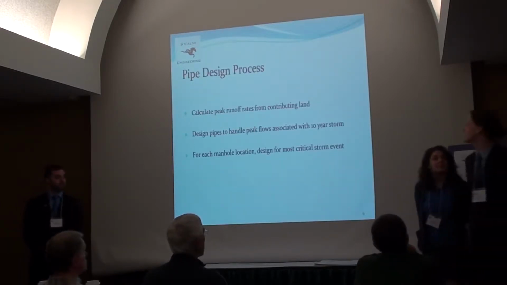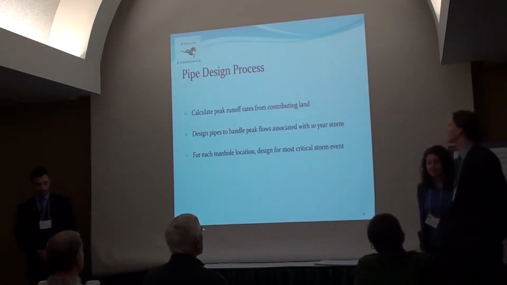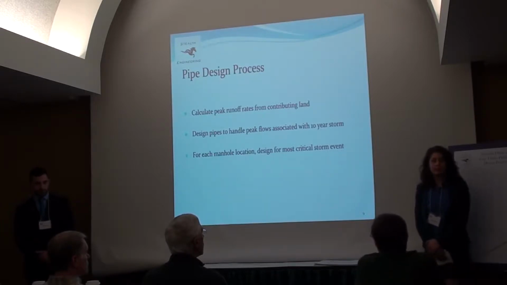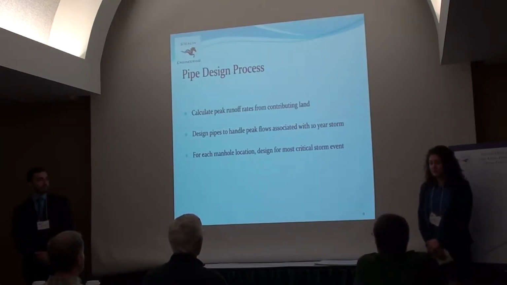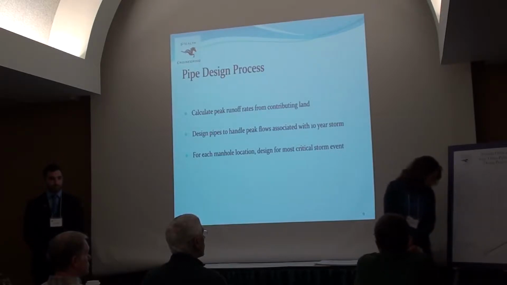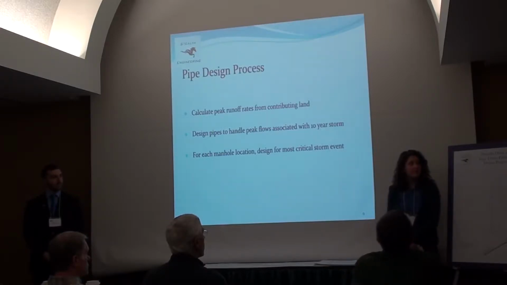To begin the pipe design process, we had to calculate peak runoff rates from the contributing land. That was done by first finding out what the contributing land was, through a process of watershed delineation. We then had to design the pipes to handle these peak flows by using the rational method and Manning's equation. For each manhole location, we designed for the most critical event, which dealt with the time of concentration, or the time it takes for the water from the most remote point to reach each manhole.